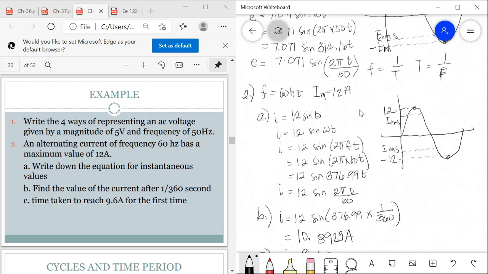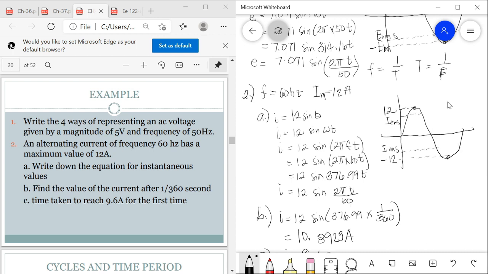Number 2: an alternating current of frequency 60 hertz has a maximum value of 12 amperes. So our 12 amperes here is maximum. Hindi na natin kailangang multiply pa ng square root of 2 kasi naka-maximum na. So our first equation is I is equal to 12 sin theta. Next, I is equal to 12 sin omega t. Next, I is equal to 12 sin 2 pi times 60 times t, so that is 12 sin 376.99 t. Last one is 12 sin 2 pi multiplied by the time divided by the period.